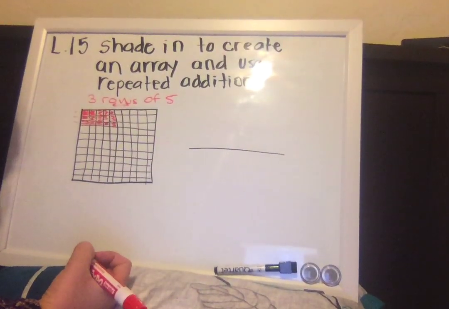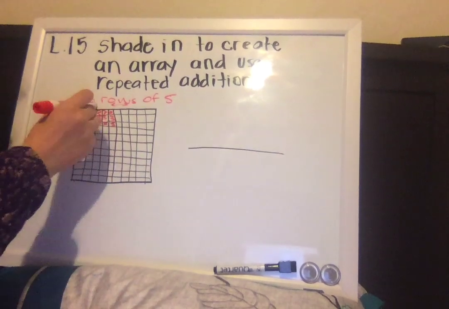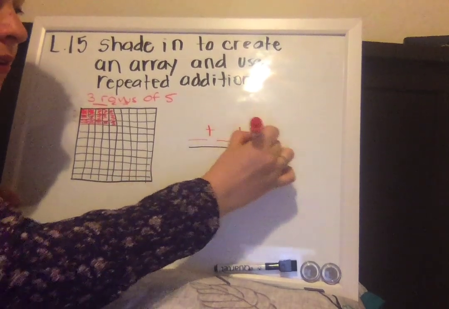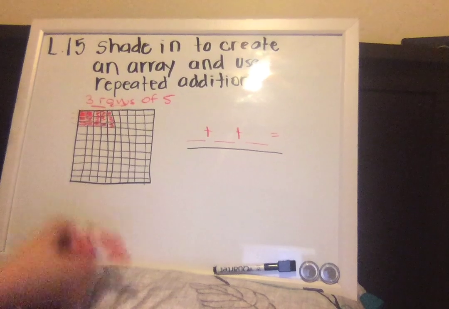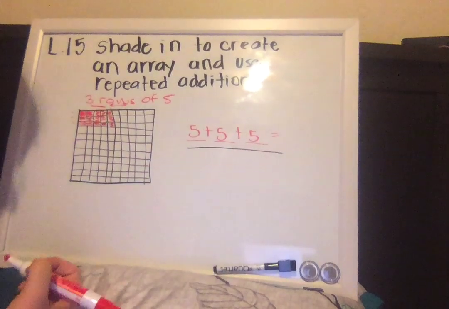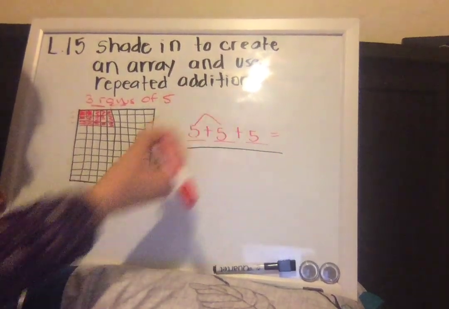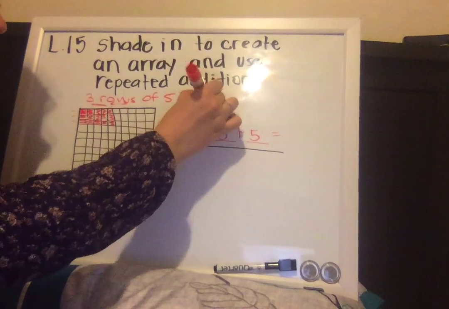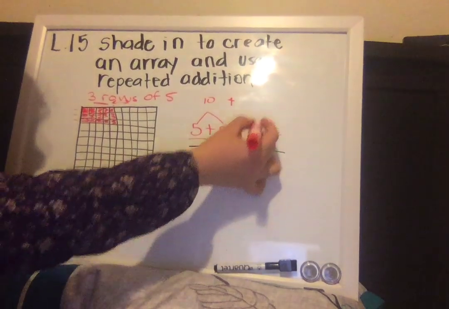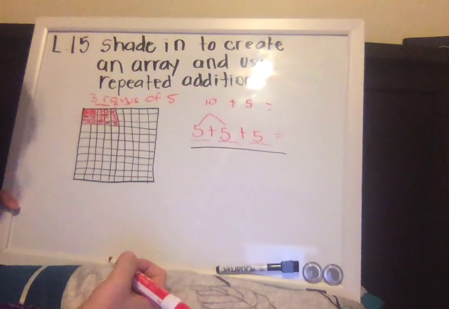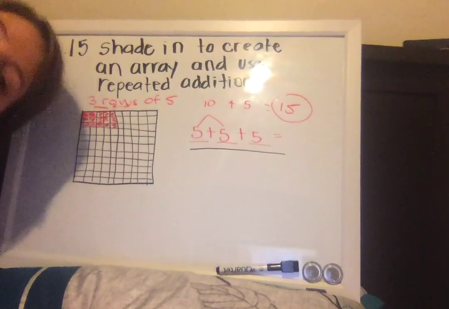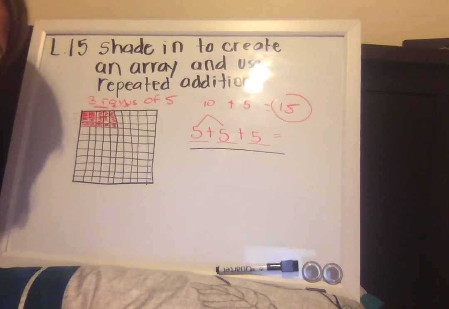Our repeated addition sentence. And remember, if it says 3 rows, we make 3 lines. 3. And each one of them had 5. Add, and you can go up into your triangle. 5 plus 5 is 10. Bring up that addition sign. Don't forget about the last 5. 10 plus 5 more, 15. Easy peasy.